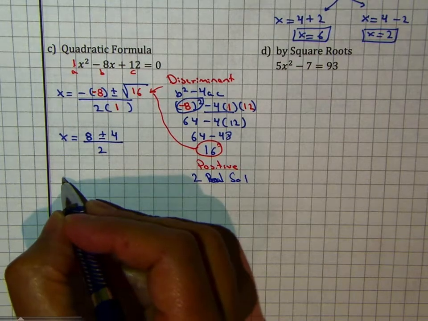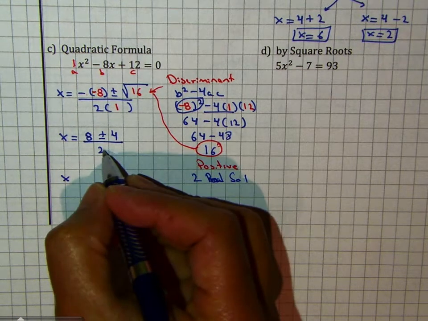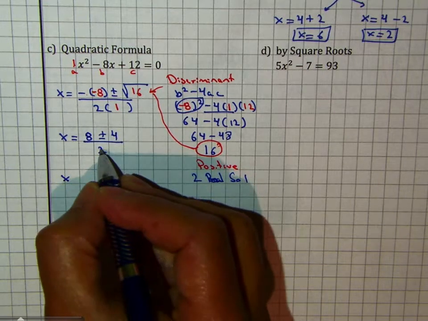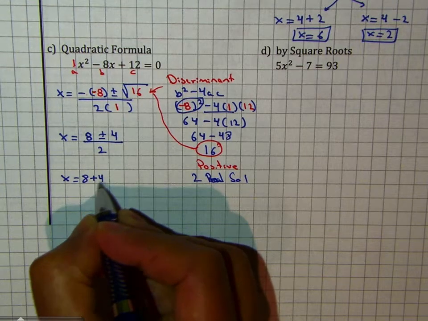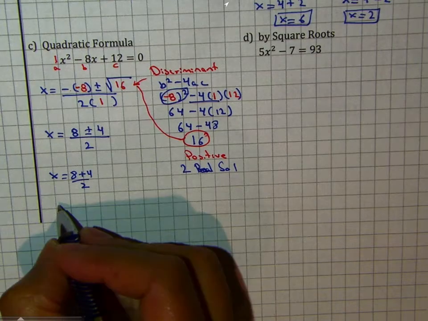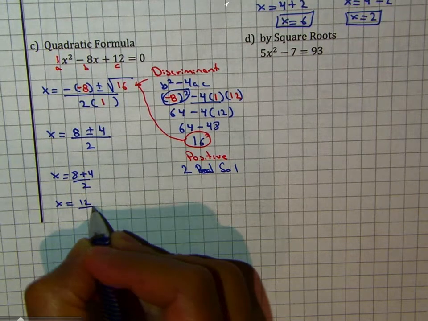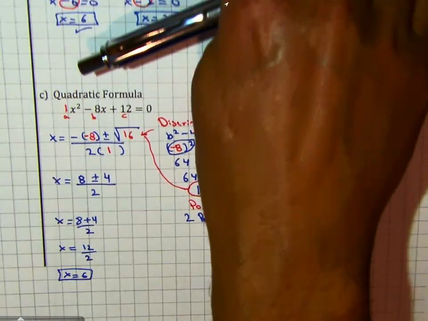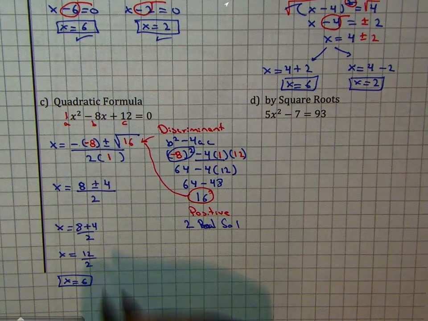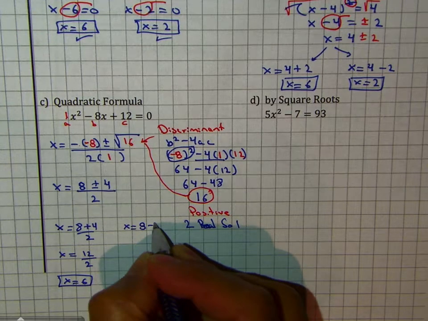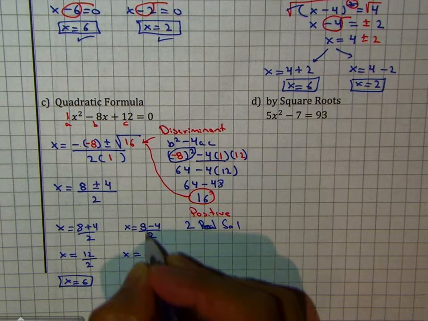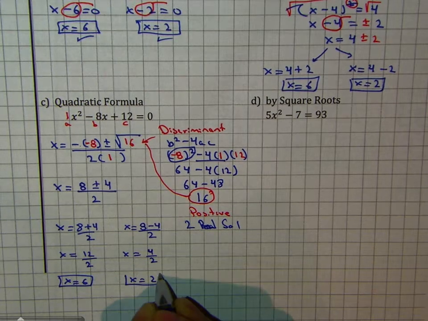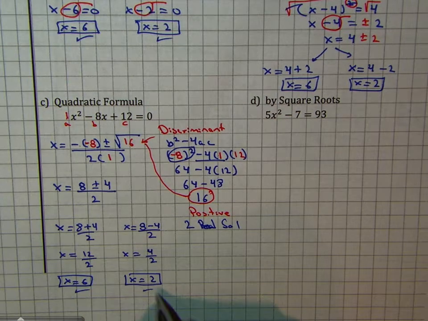And now I have my solutions. You can simplify each one by 2 if you want, just like we did on example number 2. Or we can say 8 plus 4 divided by 2. So it gives me 12 divided by 2, which is 6. Same thing that we got on the first. And then x equals 8 minus 4 divided by 2. So x equals 8 minus 4 is 4 divided by 2. So x equals 2. And that's what we got on the second solution.